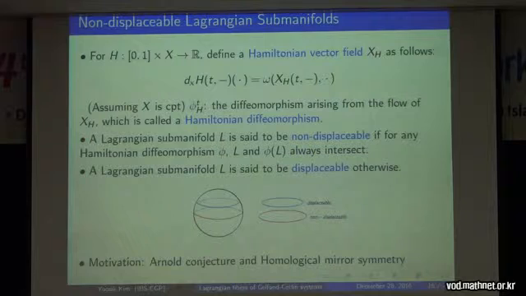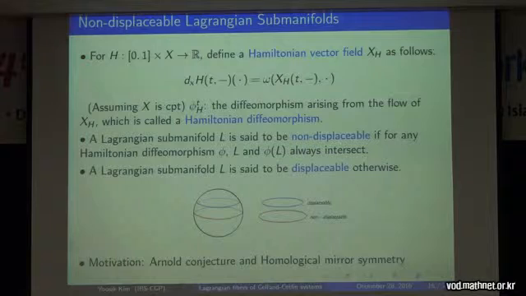Here is a quick example of a non-displaceable and a displaceable Lagrangian. Let's look at S^2. The red equator here is non-displaceable, while the other circles are displaceable, because a Hamiltonian diffeomorphism has to preserve areas. The equator bisects the area, and that is the reason why this Lagrangian has to be non-displaceable.